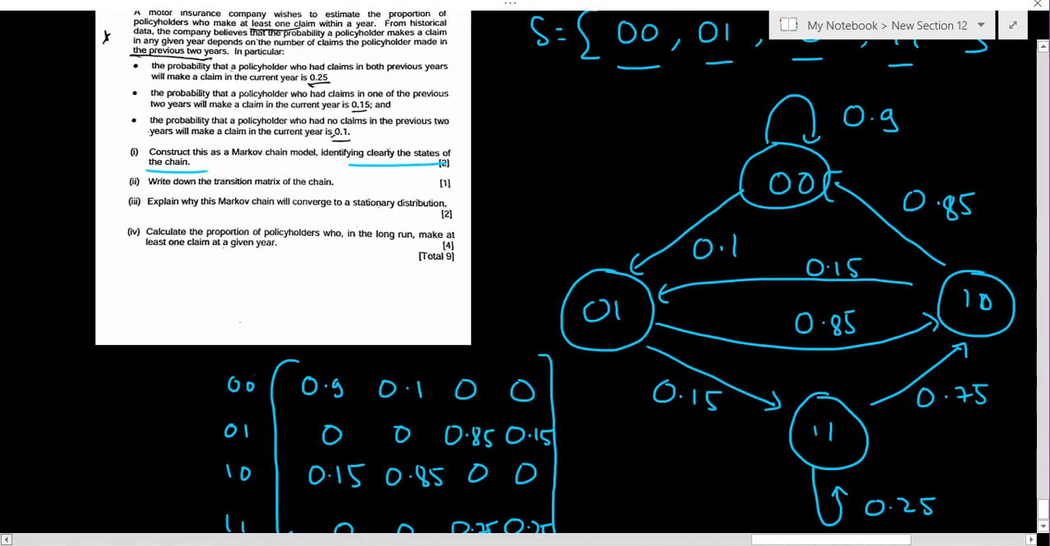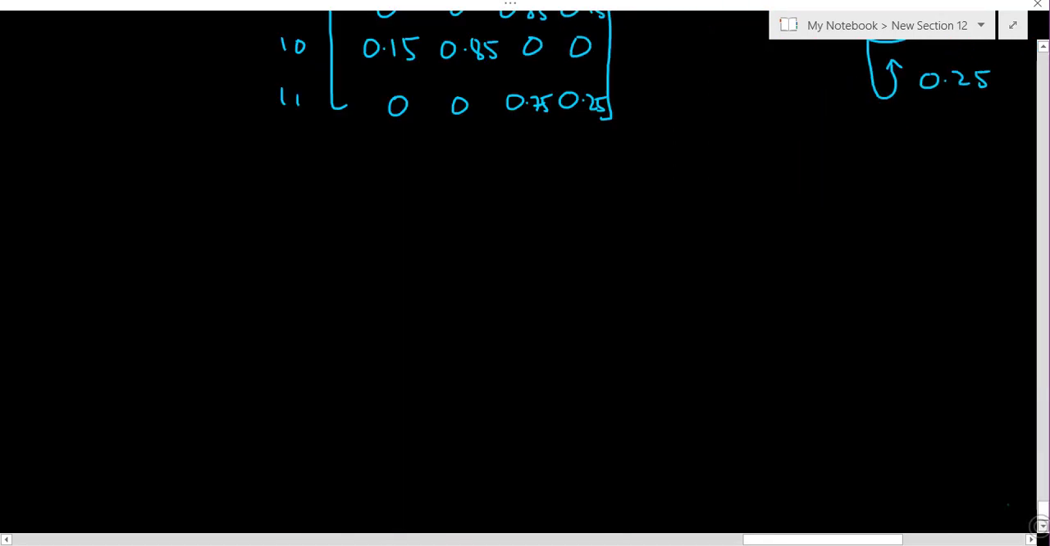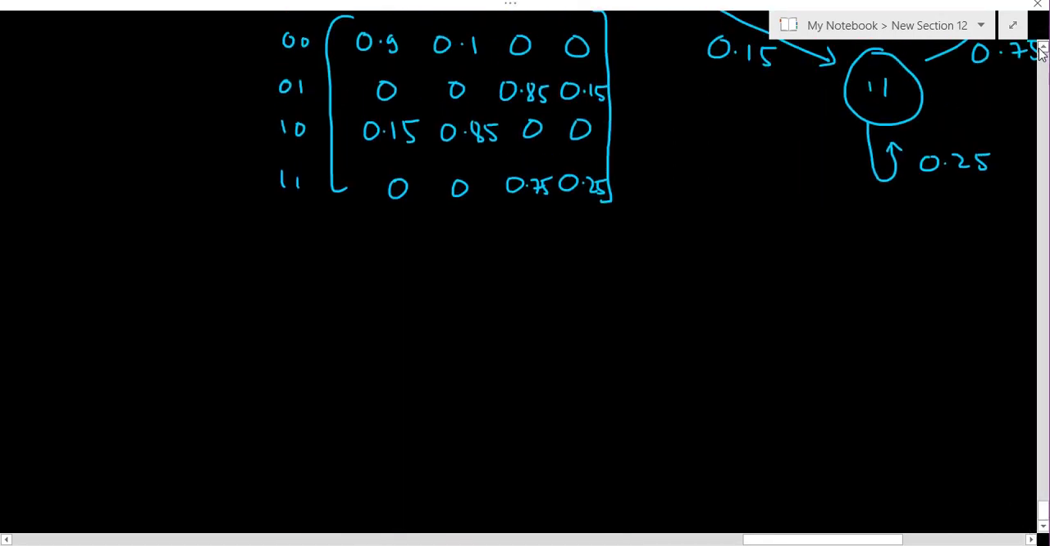So it says calculate the proportion of policyholders who in the long run make at least one claim in a given year. Okay, so we want the proportion of people who in the next year will make at least one claim, right? That is what we want. Okay, so that would be given by these two states, in which I make a claim in the current year.